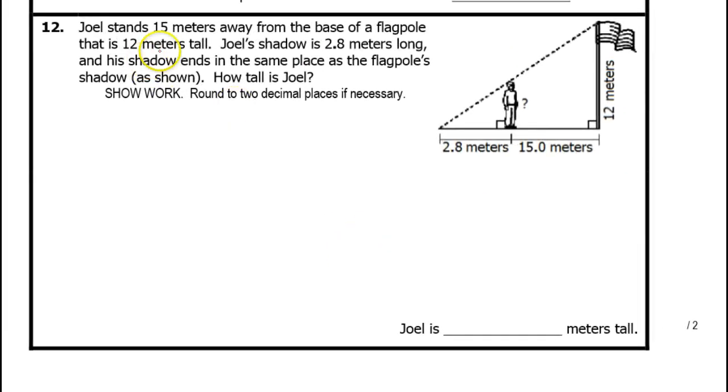Number 12. Joel stands 15 meters away from the base of a flagpole, which you can see right there. That is 12 meters tall. All right, that's 12. Joel's shadow is 2.8 meters long, which would be right here. And his shadow ends at the same place that the flagpole's shadow ends, which would be right here. How tall is Joel? So basically, that's X. So we should make two separate triangles.